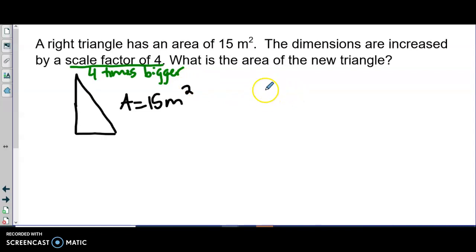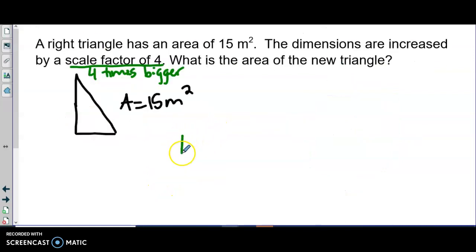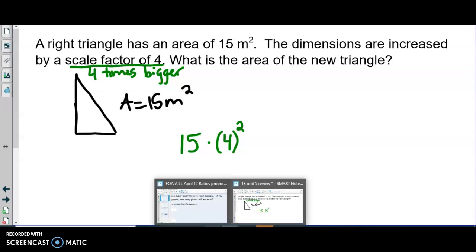So when we deal with our scale factor, if we want to take the shortcut, like on this last problem, we were just dealing with perimeter. So it was just 2 meters. Each side was just 2 meters. So I took my scale factor, 5 to the first power, and multiplied it by my perimeter. If I want to take the shortcut here, I could take my area, which is 15 meters squared, and multiply it by the scale factor. But because we're dealing with meters squared, the scale factor has to also be squared. So you could do 4 squared is 16, and 15 times 16.